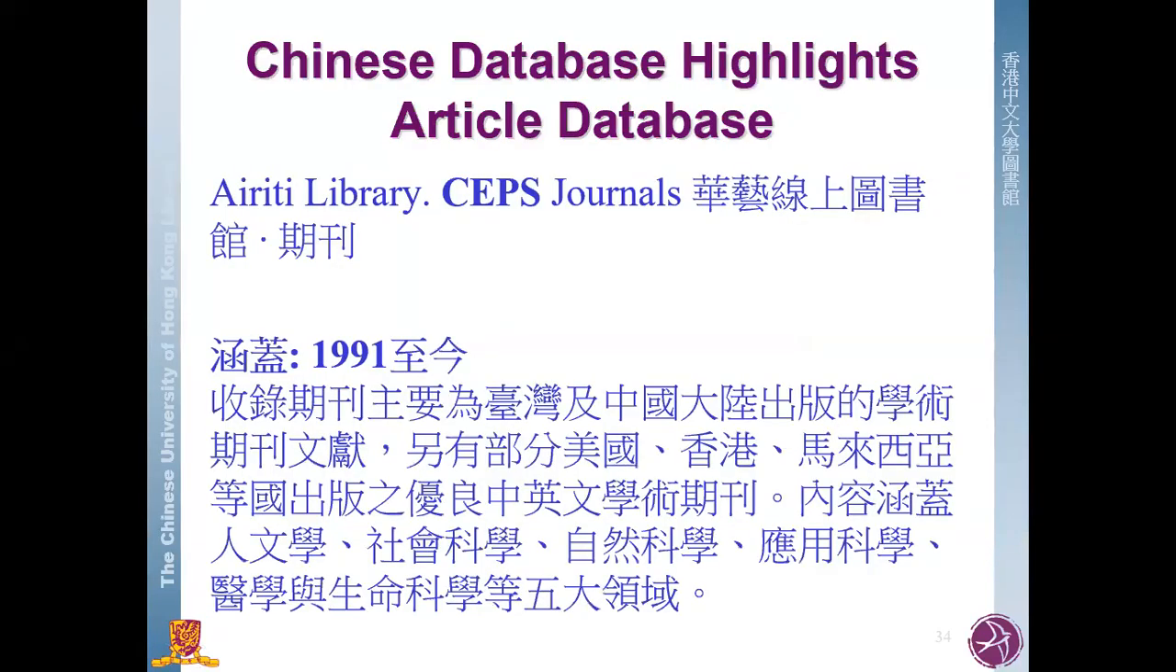Okay, so that is for the late Qing dynasty related things. Okay, and this next one is called the Hua Ai Xin Shan Tu Shi Guan. Okay, this one is Taiwan and China focus, and it will also cover journals from parts of Hong Kong, Malaysia, etc. Okay, it's also multidisciplinary. Its coverage starts from 1991.